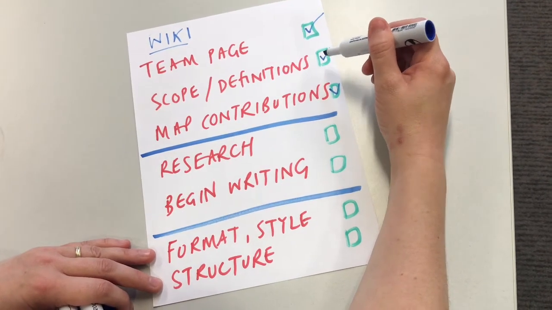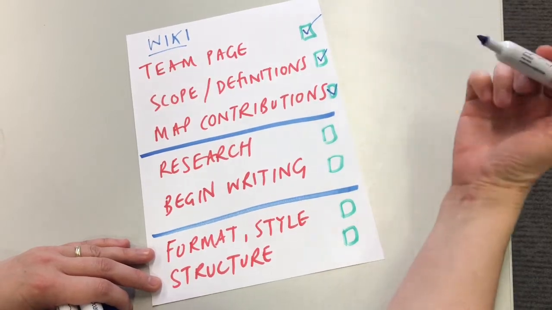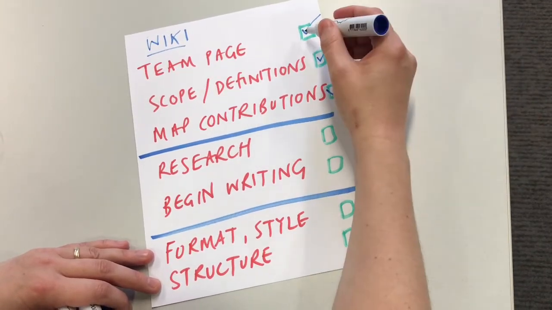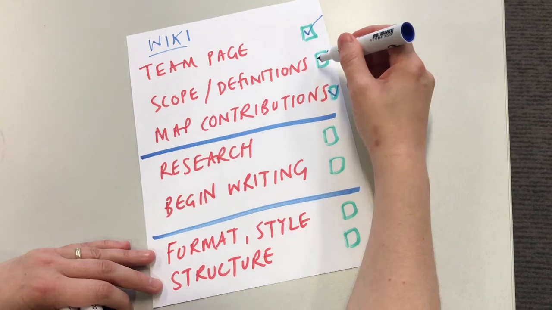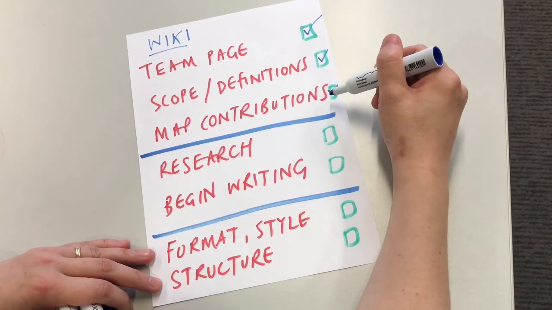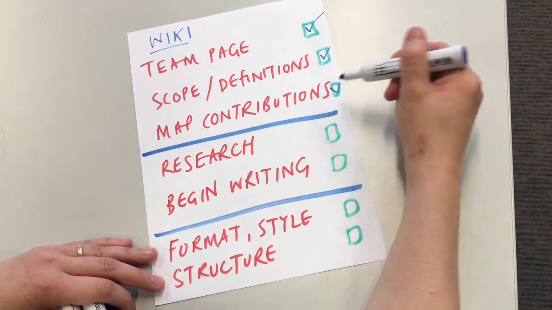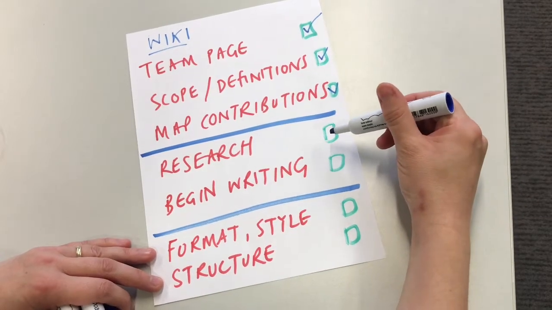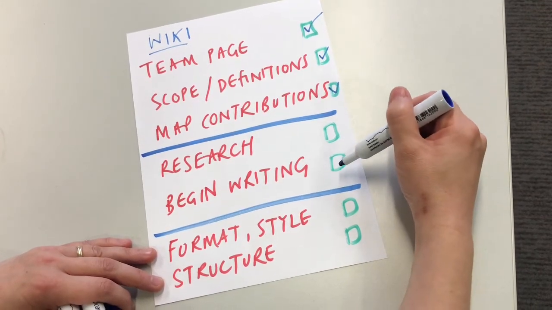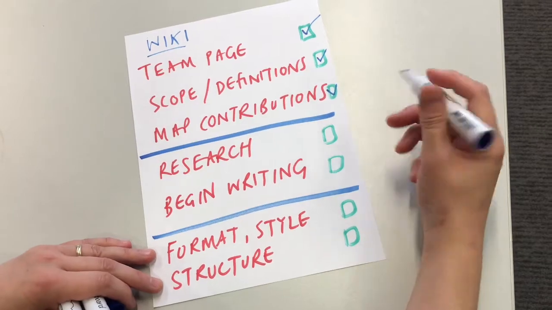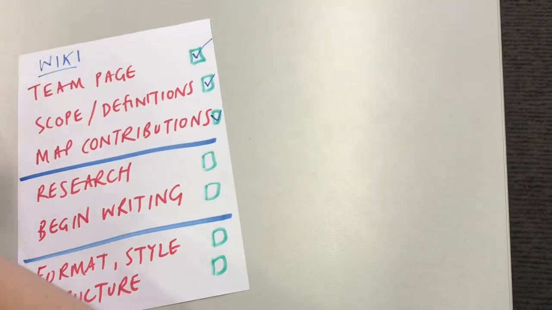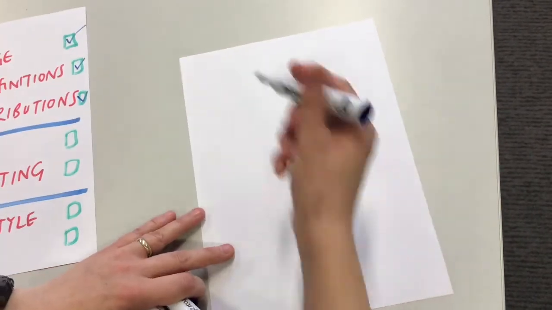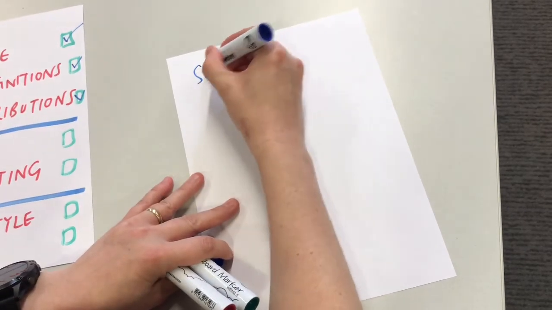So we're a little bit behind the curve now, and you need to make sure that at the end of today's session, there is a team page, there is a scope and definitions page, there is some clarity around who is contributing what, and that you have also started to document your research and to begin your writing. So what do I mean by documenting your research? Well, you're going to be finding a whole load of different sources.